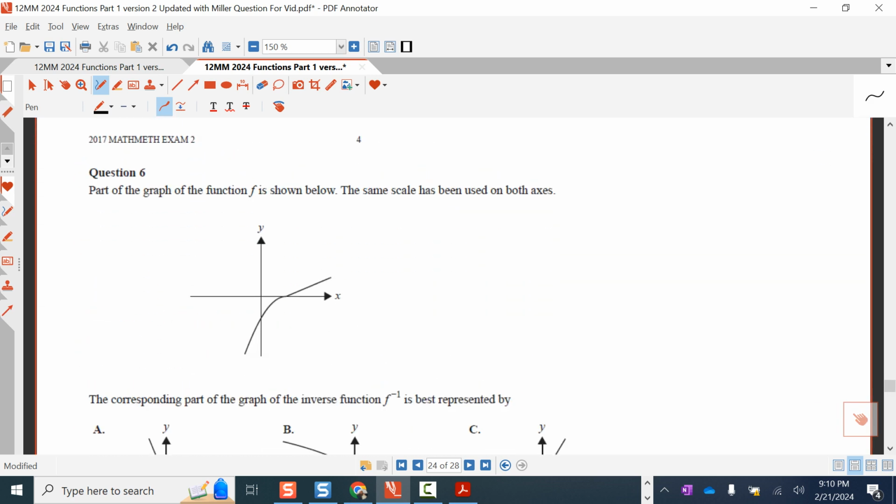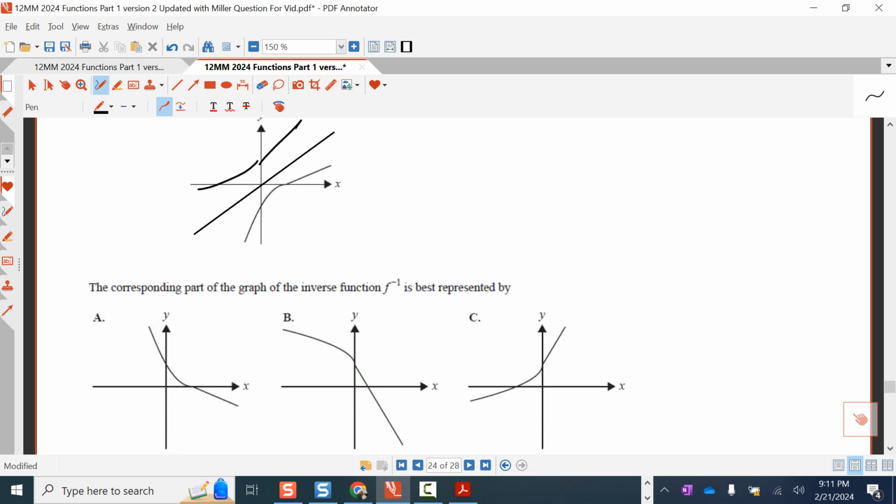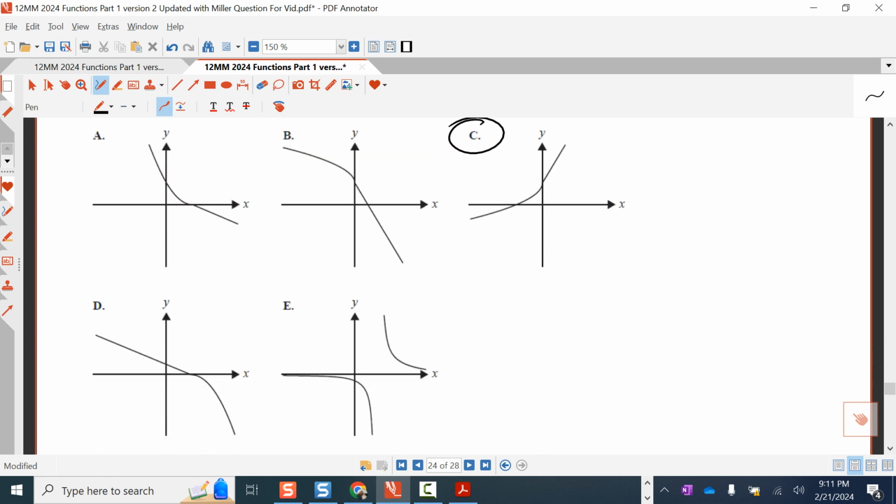All right, for these ones, part of the graph of the function is shown below, and the same scale has been used. Basically all I do is draw the line y equals x on my paper, and then just reflect what I've got here. So that will go like that, that will go like that, and then I just look for the matching answer, which is C.